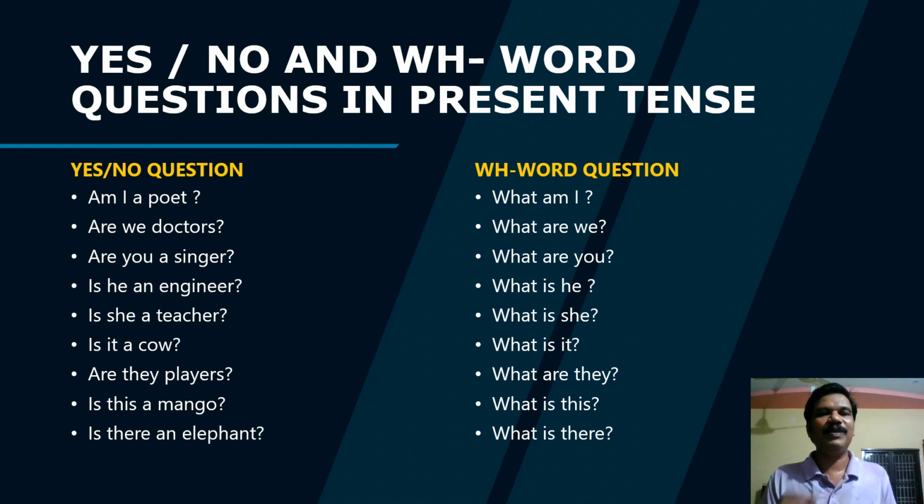Are we doctors? See, we removed doctors. What would we use? What are we? But the same helping verbs, you see? Are we? What are you? What is he? What is she? What is it? What are they? What is this? What is there? See, first two words plus the WH word. Why do we use what? We use what for things and professions and other things. In future grammar, I will teach you the questioning skill very deeply and clearly. Just here learn how to change a statement into a negative, a negative into a yes or no question, and a WH word question.